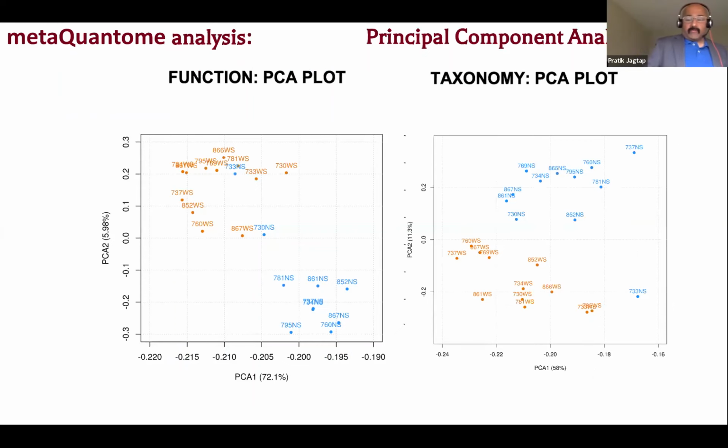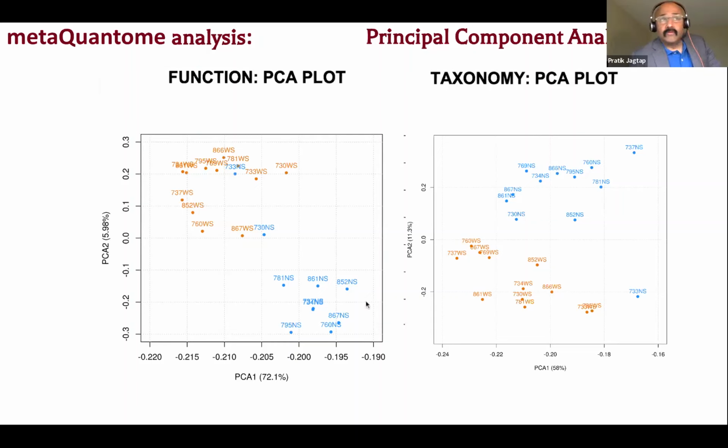So this is what came out of the MetaQuantome analysis. If you look at the principal component analysis, you can see that the sucrose samples, shown here in red, as compared to the control samples, shown here in blue, separated from each other. But if you use taxonomy, the separation was not as good, at least if you look at the separation values that come out of this.